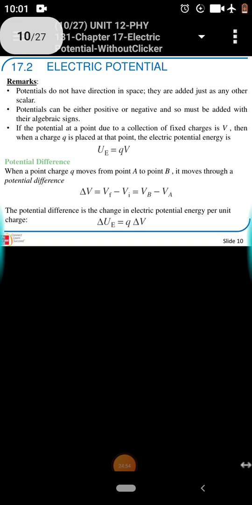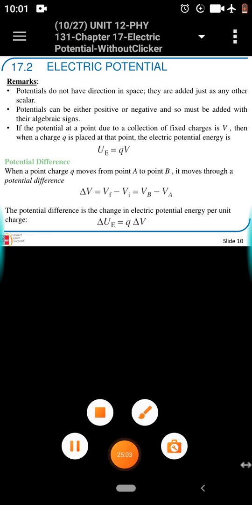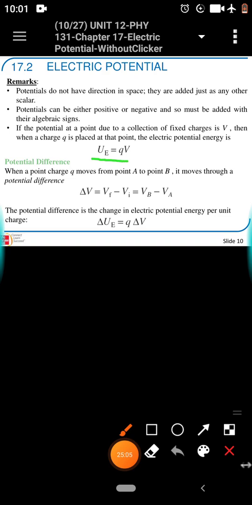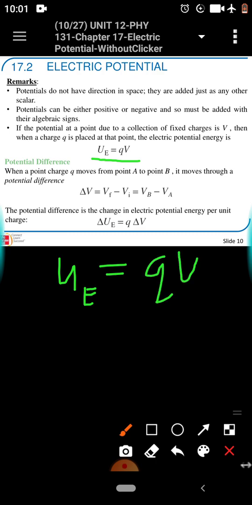Electric potential: potentials do not have direction in space, they add. What is important here is to note these formulas. What is important is these formulas. The good thing is that the statement simplifies into formulas. And then let's talk about potential difference.